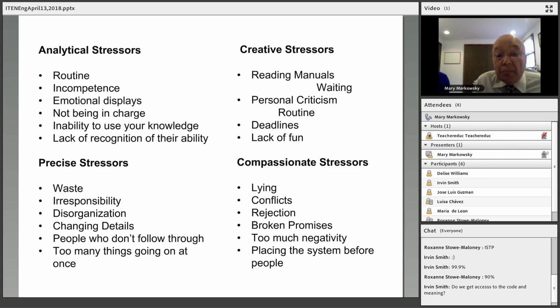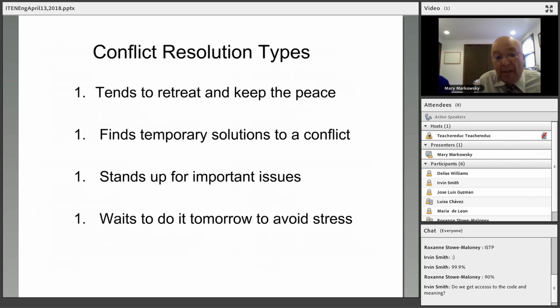Compassionate personality, they don't like to be lied to, they don't like conflict or rejection or broken promises, too much negativity, or placing the system before people. Usually, these students and adults, if they're working or in school and they pressure them to do what they have to do, they will say, I have to work with my friend or my buddy because he or she has a problem, and then I'll do the work, and that's final.